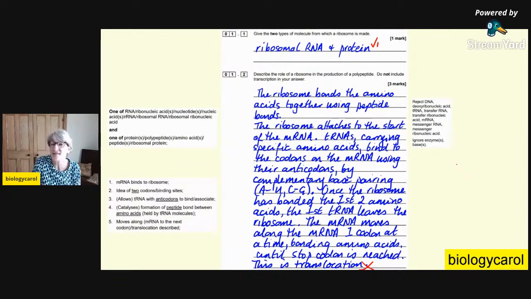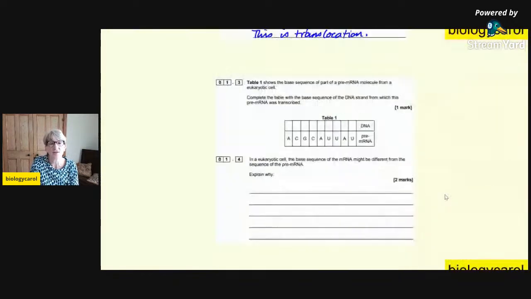So here is the mark scheme, and here is where I got the marks. And it was a 3-mark question. I ended up with 4 marks, so therefore would have got the maximum of 3 marks.